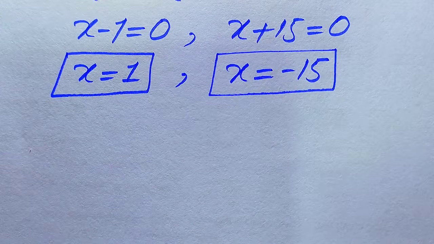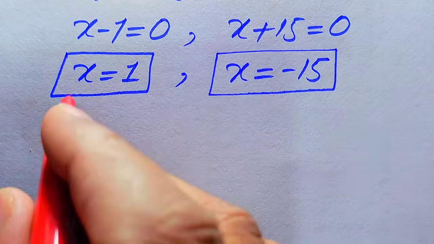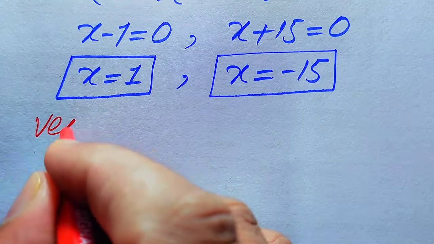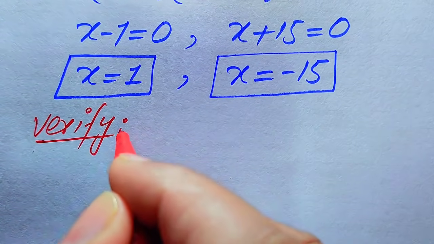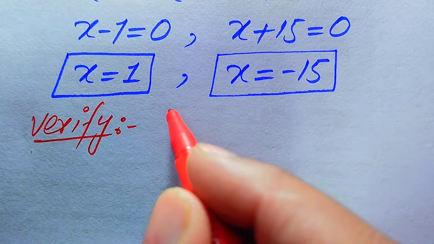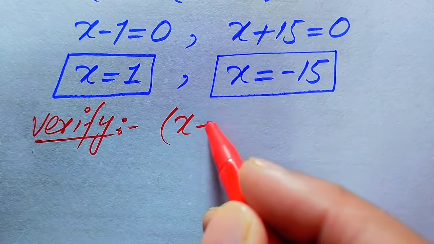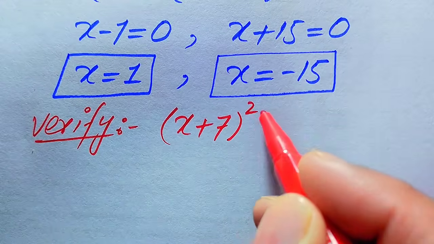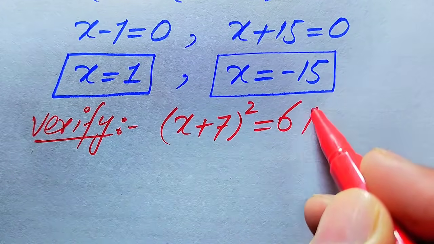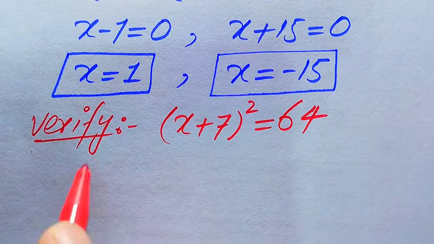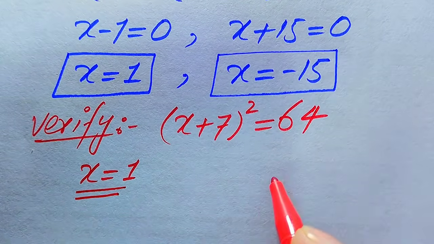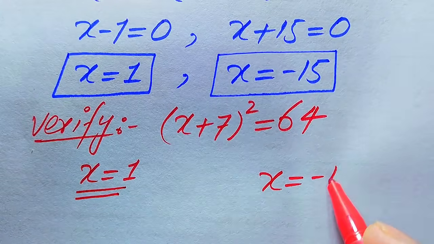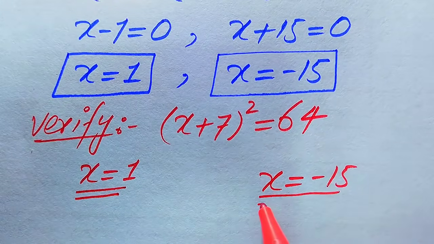And now in the next step, we need to verify which of the roots are solutions and which of the roots are extraneous roots. So for verification of the roots, we need to copy down the given question statement here. Our given question statement is (x + 7)² = 64. On this side, we will verify x = 1, and on this side we will verify x = -15.